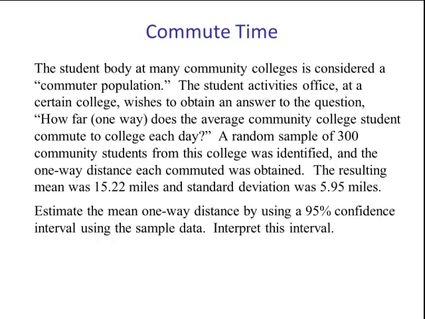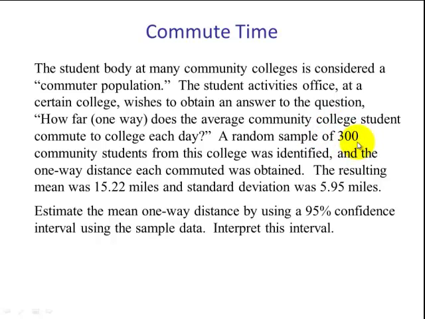A random sample of 300 community college students from this college was identified, and the one-way distance each commuted was obtained. The resulting mean was 15.22 miles, and the standard deviation was 5.95 miles. Estimate the mean one-way distance by using a 95% confidence interval using the sample data. Interpret this interval. Our sample size is 300, so the central limit theorem kicks in.